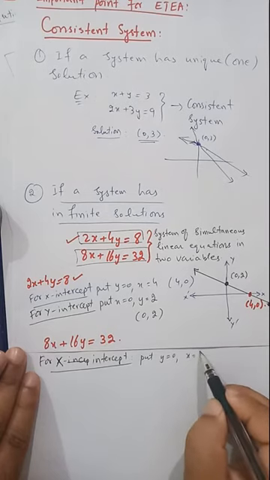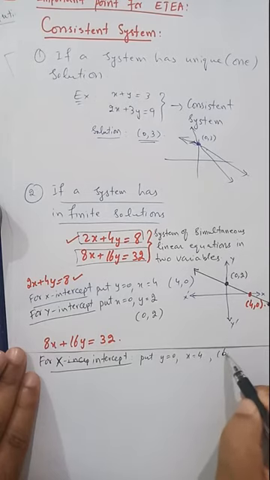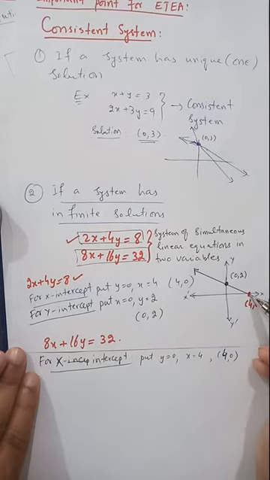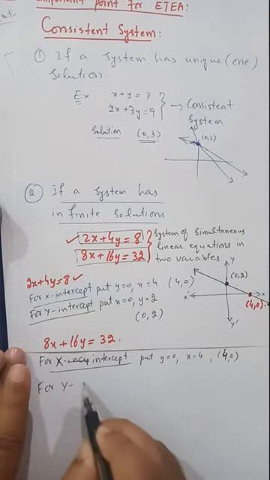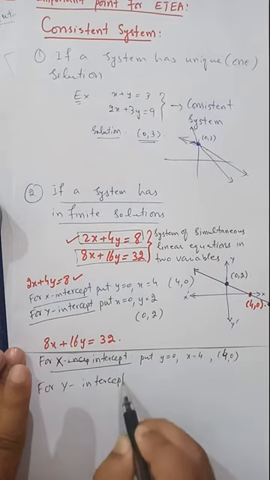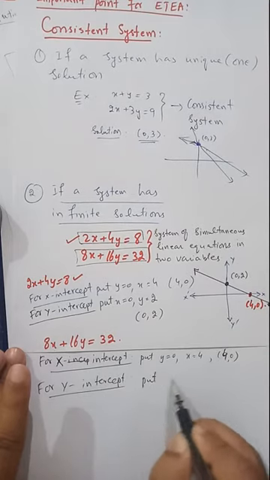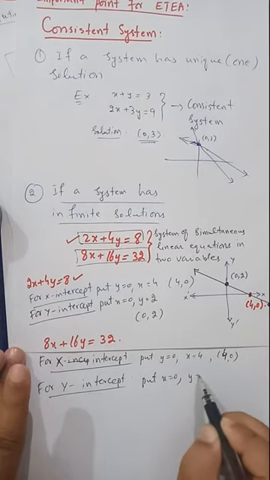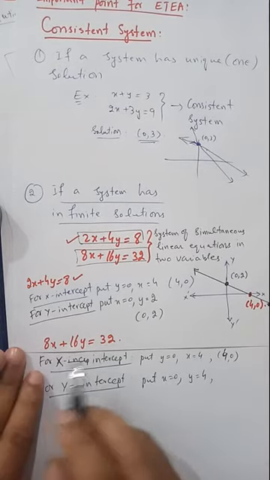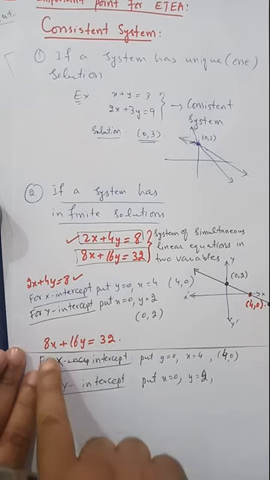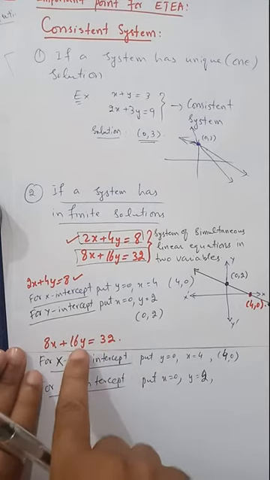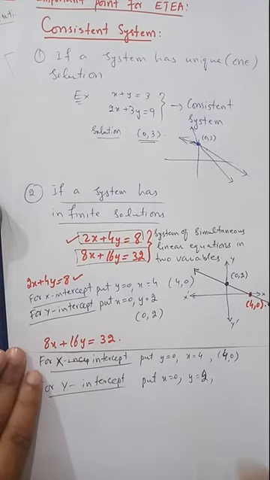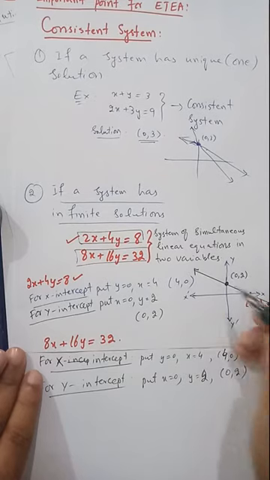So x is equal to 4. So (4, 0) is the x-intercept for this line as well. And now for the y-intercept, put x equal to 0. So 8 multiplied by 0 is 0, 16y will be equal to 32, so y will be 32 divided by 16, meaning y equals 2. So (0, 2) is the y-intercept.